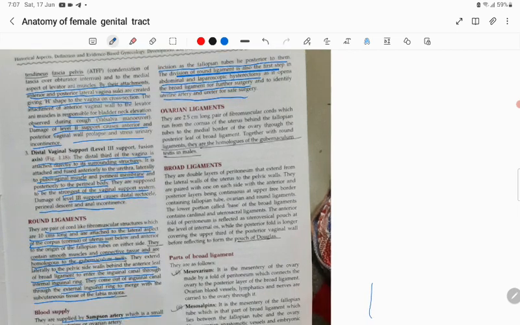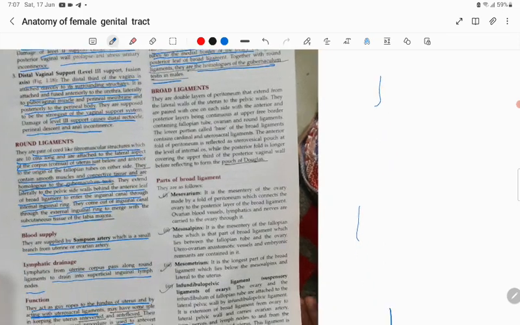The ovarian ligaments are a 2.5 cm long pair of fibromuscular cords which run from the cornu of the uterus, behind the fallopian tubes, to the medial border of the ovary, through the posterior leaf of the broad ligament together with the round ligaments. They are homologous to the gubernaculum testis in the male. The broad ligament is a double layer of peritoneal fold that extends from the lateral wall of the uterus to the pelvic wall.